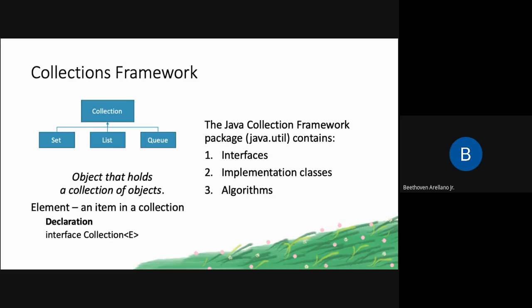The Java Collection Framework package has interfaces, implementation classes, and algorithms. Interfaces allow collections to be manipulated independently of the details of their representation. In object-oriented languages, interfaces generally form a hierarchy. Implementations are the concrete class implementations of the collection interfaces, which are reusable data structures. Algorithms are the methods that perform useful computations, such as searching and sorting, on objects that implement collection interfaces.